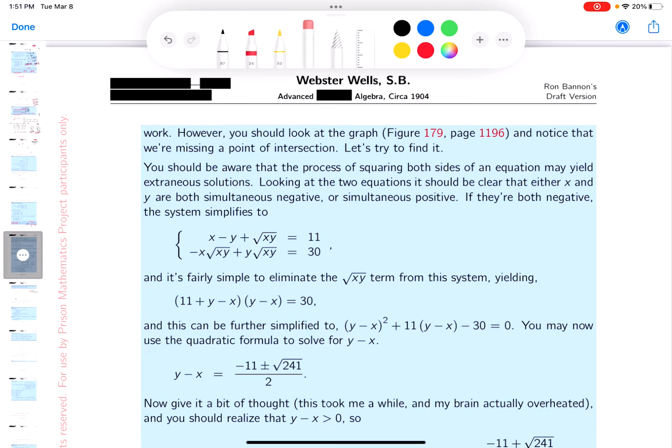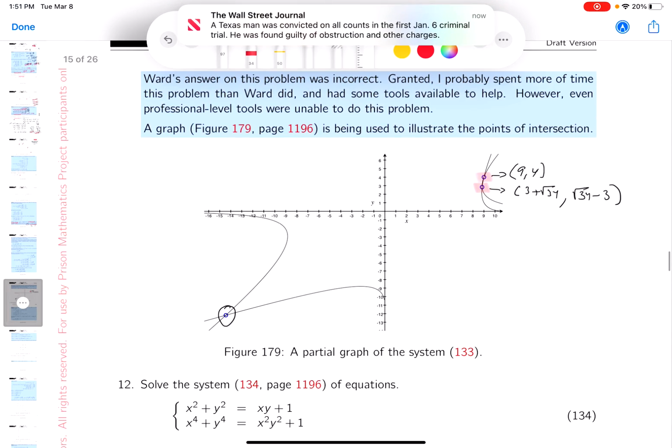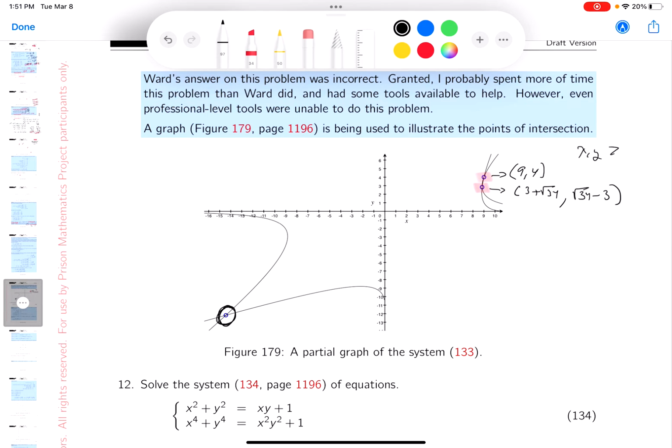Looking at the two equations, it should be clear that either x and y are both simultaneously negative or simultaneously positive. If they're both negative, the system simplifies too. So you know what happened? I'm missing this one over here because I need to make the assumption that both are negative. Over here, both x and y are positive numbers. Over here, both x and y are negative numbers.